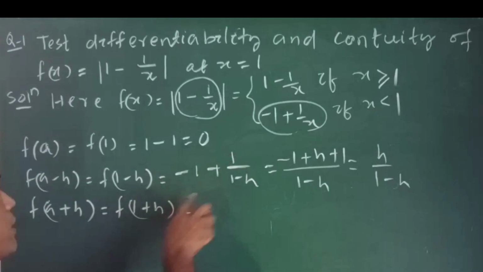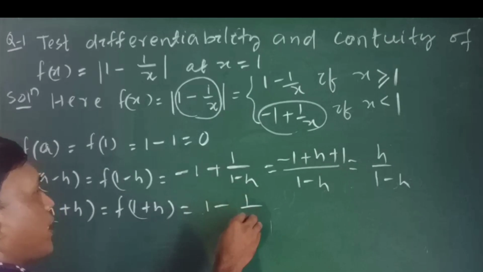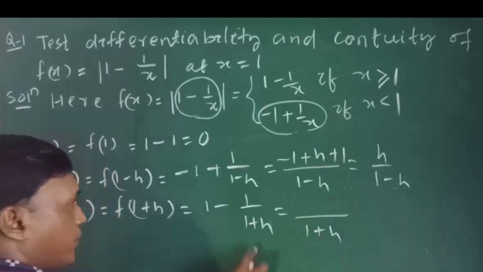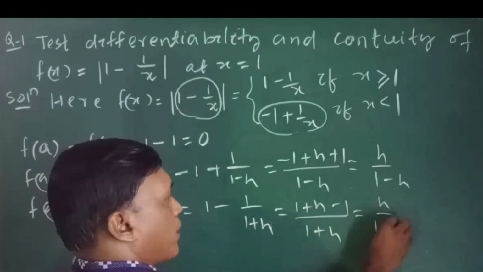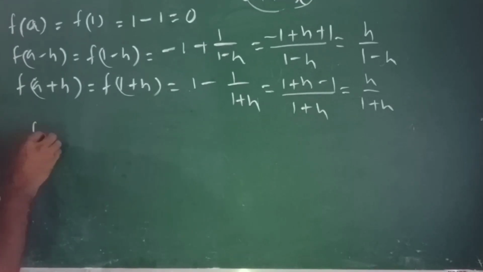1 plus h means x greater than 1. Here, from this we get 1 minus 1 by x is 1 plus h, and this is 1 plus h, 1 plus h minus 1. This is h by 1 plus h. So after this we need LSD and RSD.